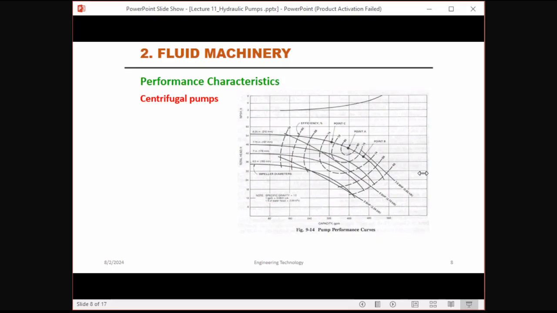Then using this performance curve, you can select the right pump, and you can design a system using these characteristic curves, and you can do troubleshooting. So you can identify issues.